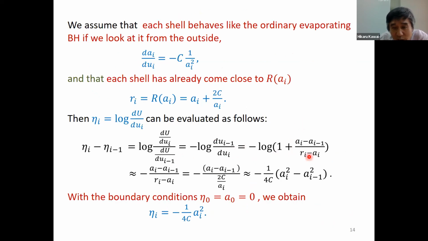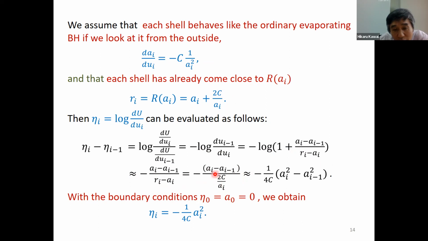So this one is given like this. And as I said, this quantity is small in the continuum limit. So we can replace this with minus log of 1 plus a small number, so this one. And because of this assumption, Ri minus Ai, the deviation of the position of the ice shell from the Schwarzschild radius, is equal to 2C over Ai. So we have this expression.